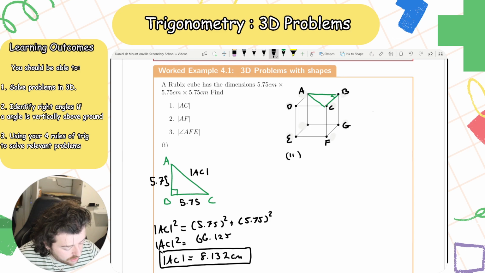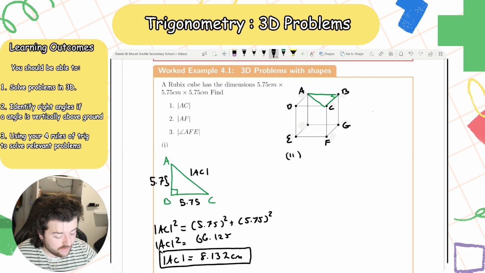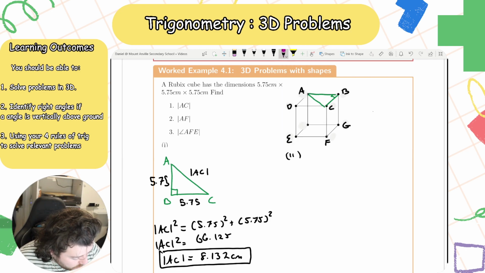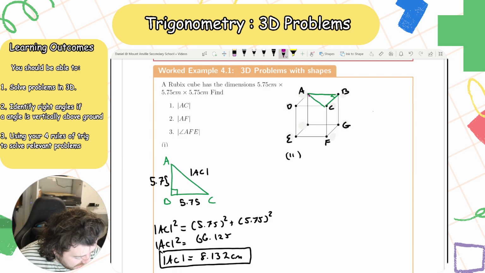So let's look at part 2. Part 2 is asking us to find length AF. If you look at the shape here, F is my front bottom right corner. This is the front bottom of my cube. A, if you can see it, is the back upper left corner. So I'm looking for the length AF.